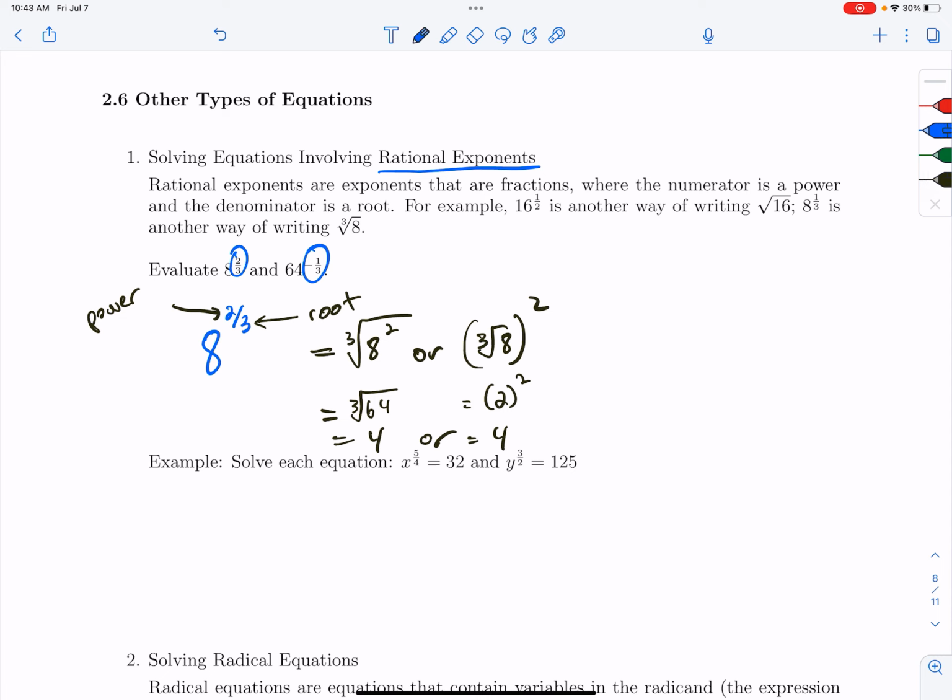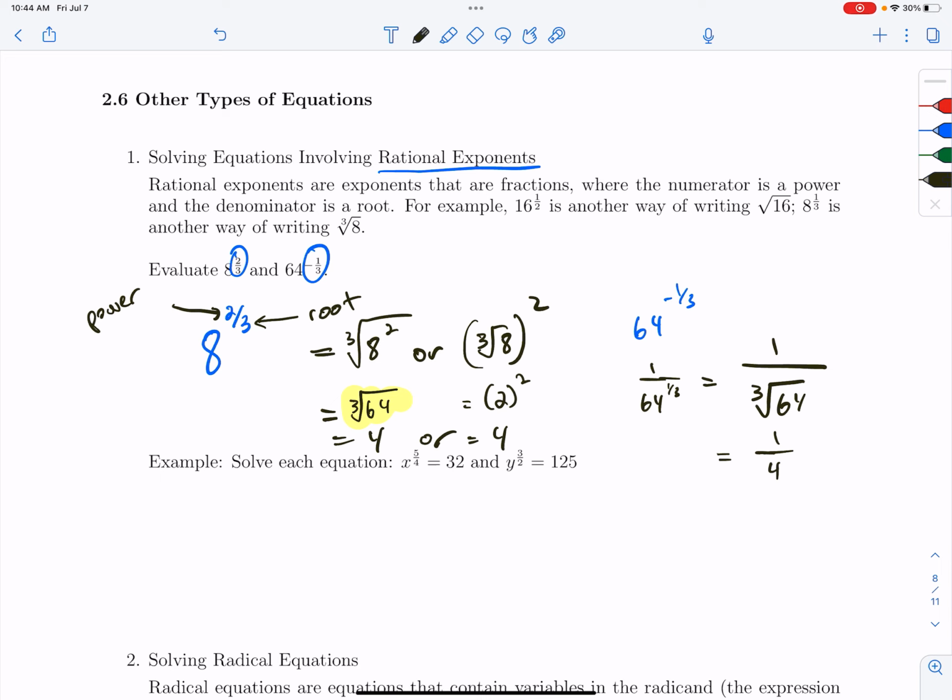All right, and then 64 to the negative 1/3. Remember, if we have a negative exponent, that's the same thing as putting that base raised to the positive of that exponent. So this is 1 over 64 to the 1/3. 64 to the 1/3, that just means the cube root of 64 and then raised to the first power. Well, the cube root of 64, we already saw that over here. So cube root of 64 is just 4, so this is 1 over 4. Okay, so that's how we evaluate a base number that is getting raised to a rational exponent.